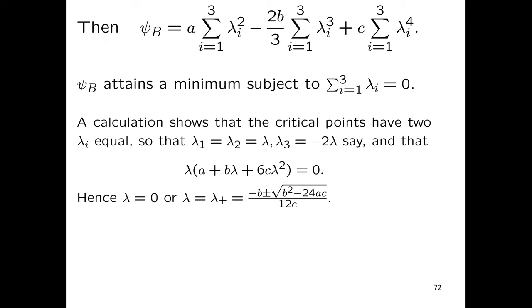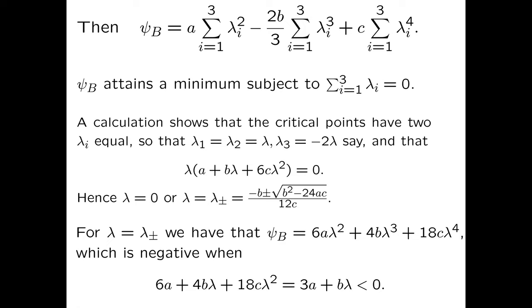And now for lambda equal to lambda plus or minus, you put that into the energy, and you get that it's equal to 6A lambda squared plus 4B lambda cubed plus 18C lambda to the fourth. And that's negative when this expression is negative, and this turns out to be 3A plus B lambda.